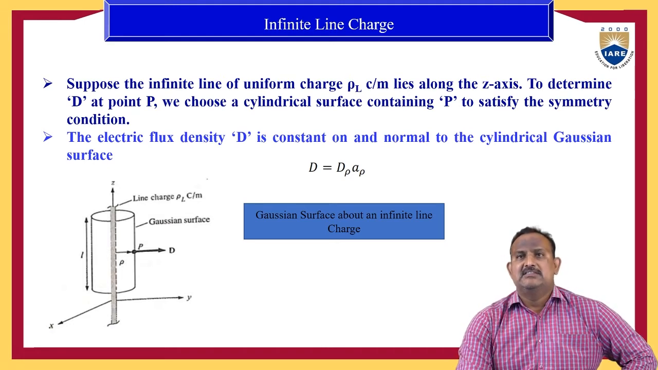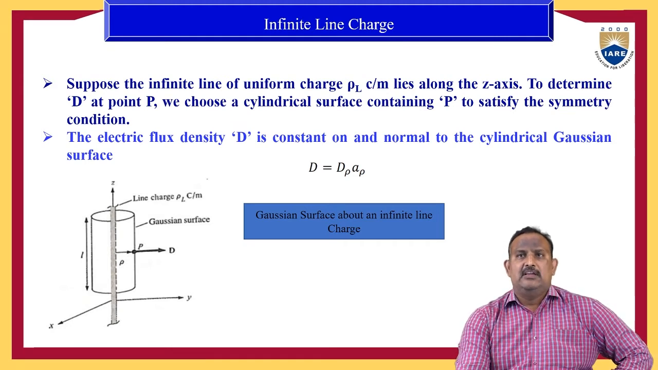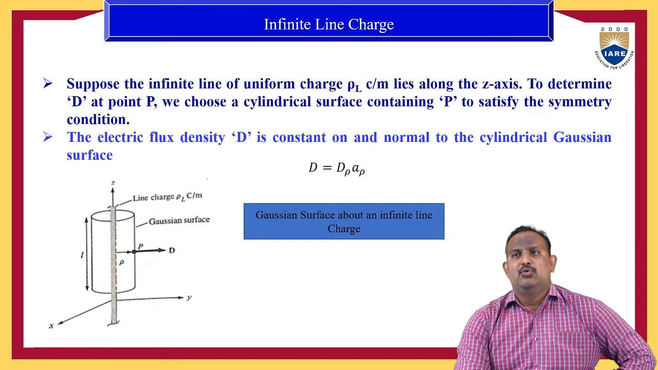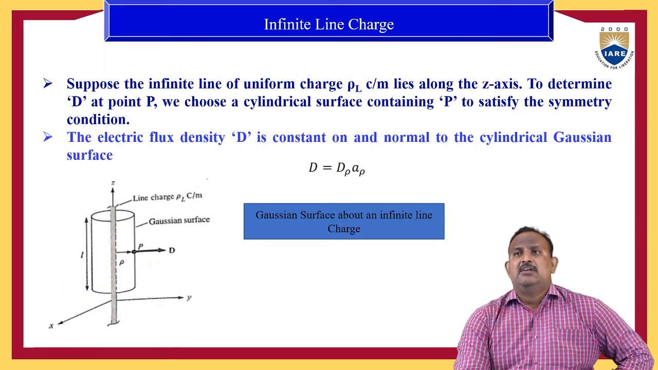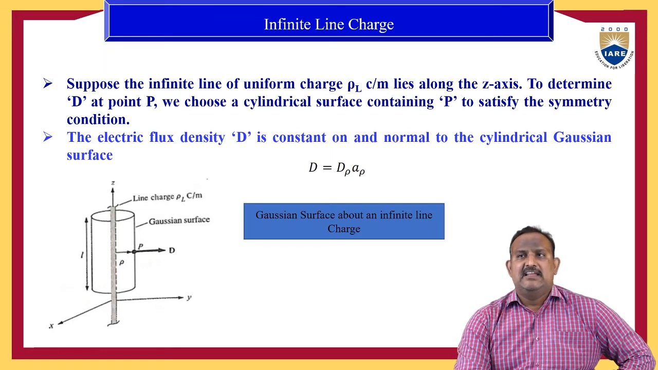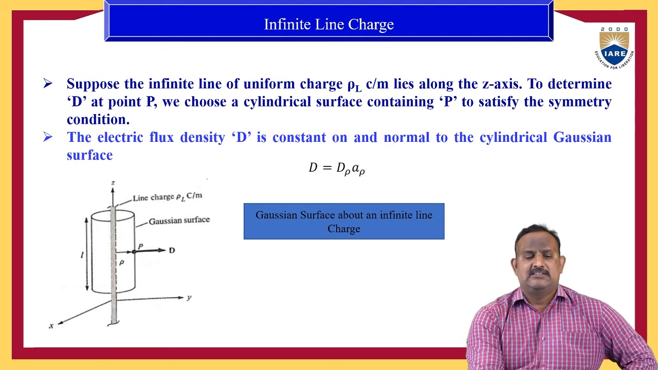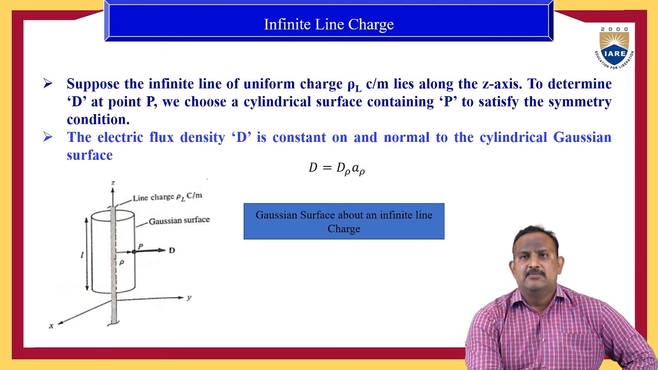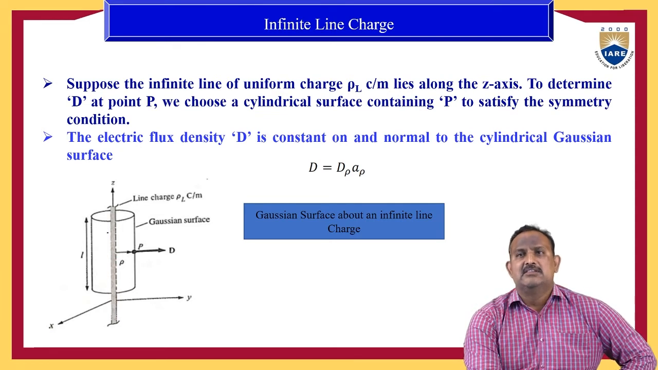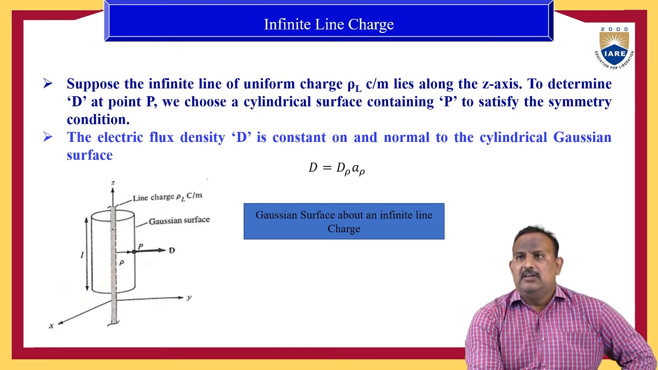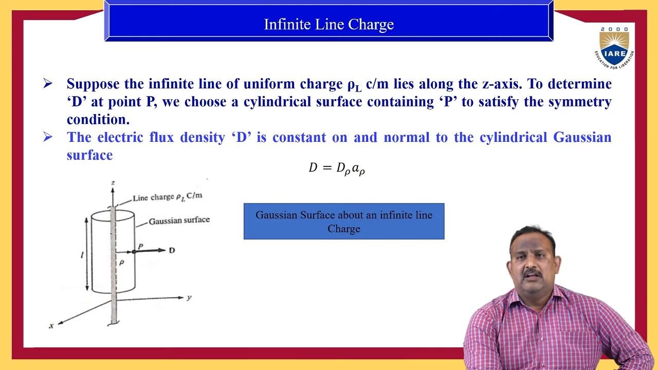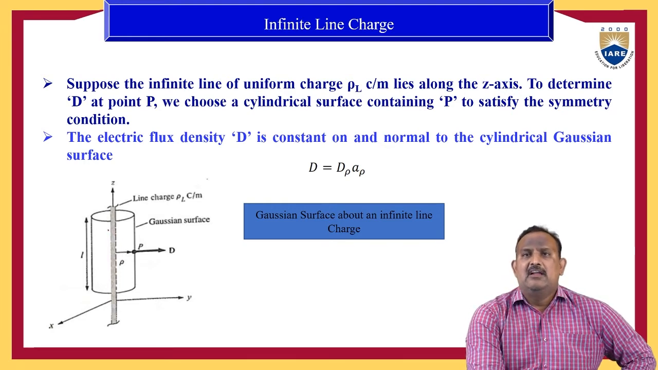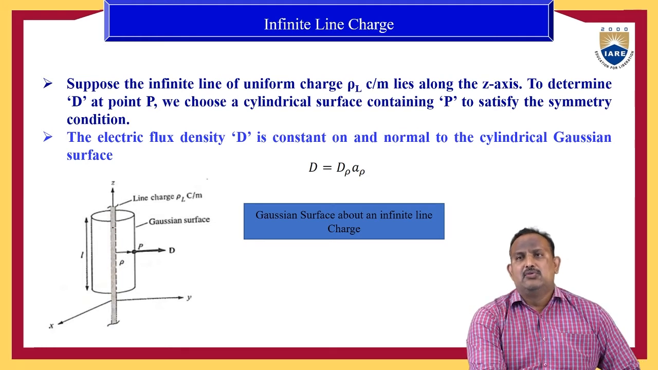An infinite line charge. So let us assume an infinite line charge of uniform charge rho L coulombs per meter, which lies along the z-axis. Then, after assuming the line charge, we need to apply Gauss law. To apply Gauss law, we need to follow the rules and regulations.